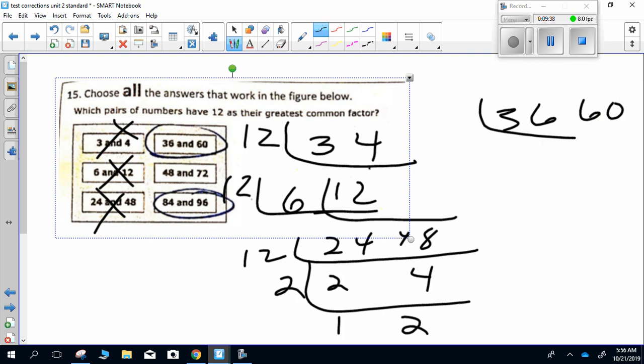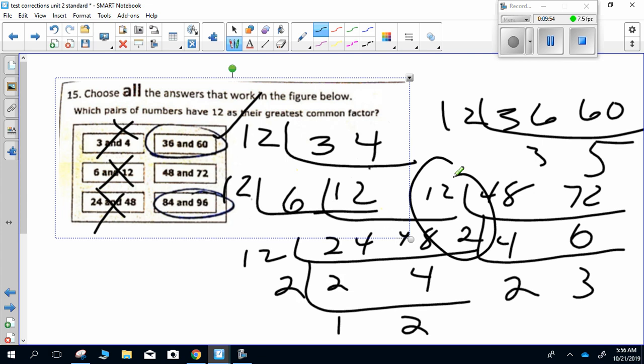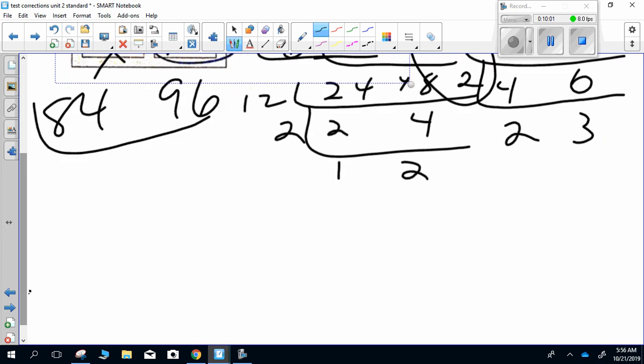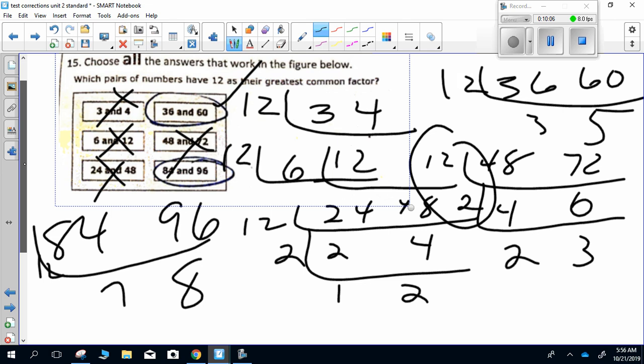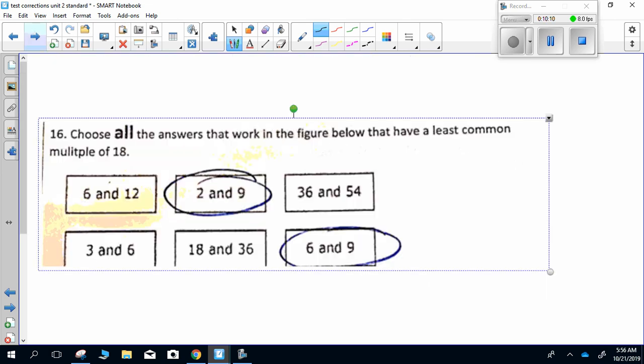96 and 60, divide by 12, that gives me 3 and 5, so that's why that one works. 48 and 72, divide by 12, gives me 4 and 6, so I can divide this by a 2 still. So that will give me 2 and 3, so this one's 24, so that's why that one does not work. And then 84 and 96 divided by 12 gives me 7 and 8. So that's why that one does work. So make sure for this question you have all of the choices written down.